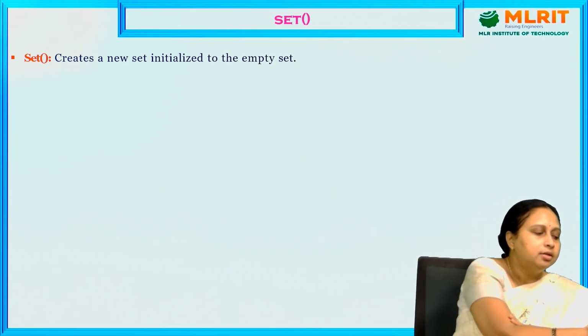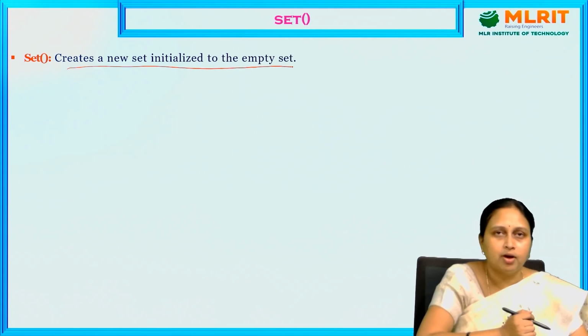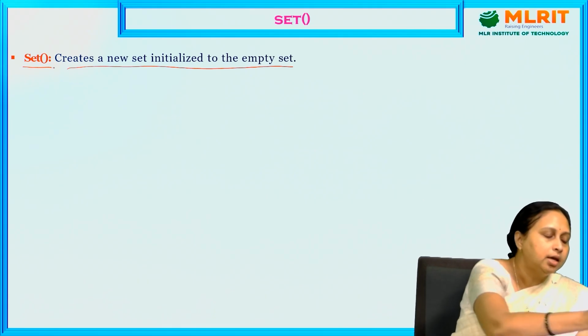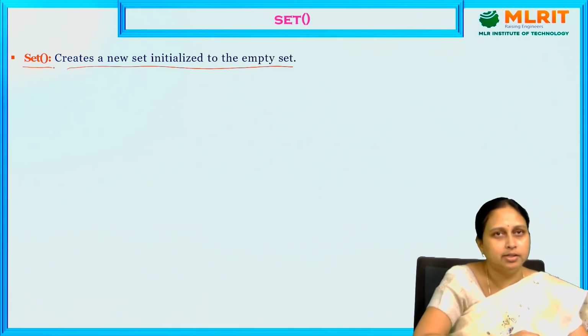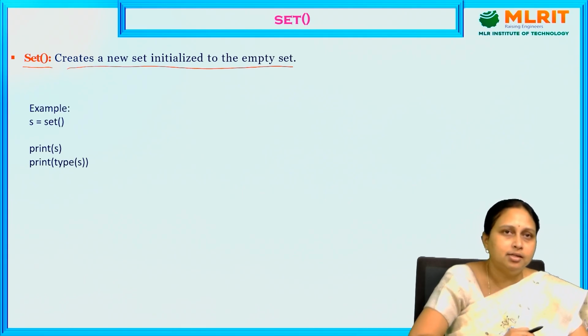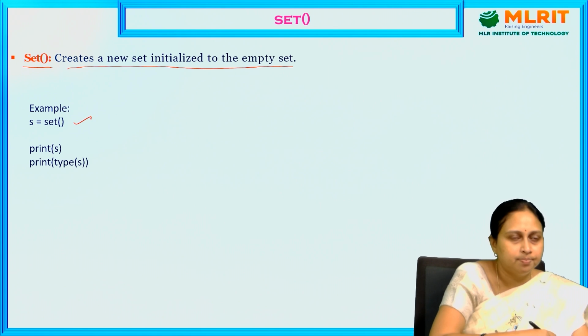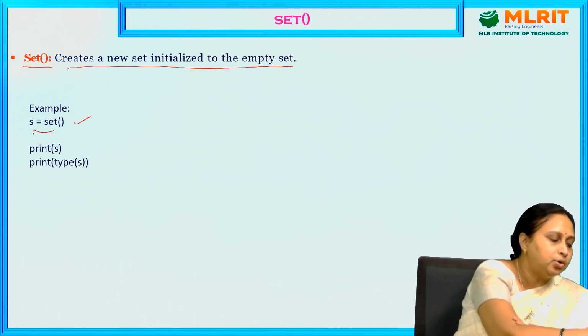Here, set creates a new set initialized to an empty set. If I want to initialize an empty set, then I can use a predefined function called set. By using that, we are able to create it. Let us see the example here. This is an empty set that I am going to create, and it will be assigned to a variable.